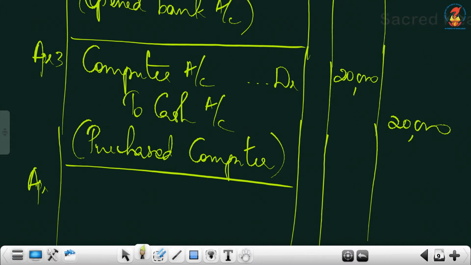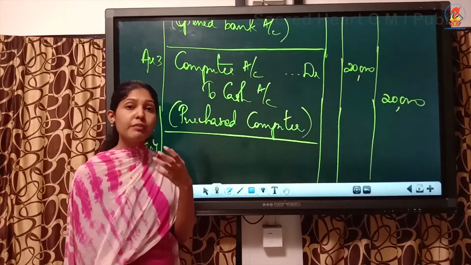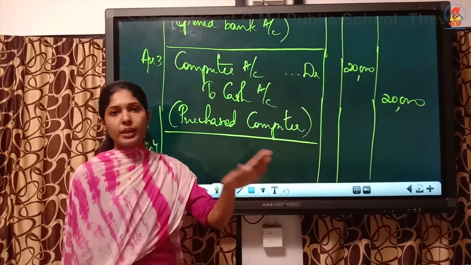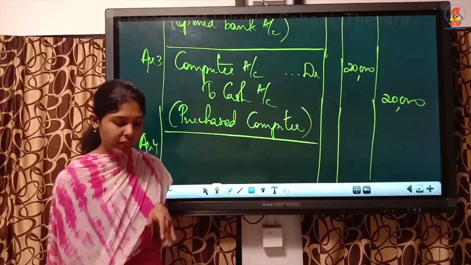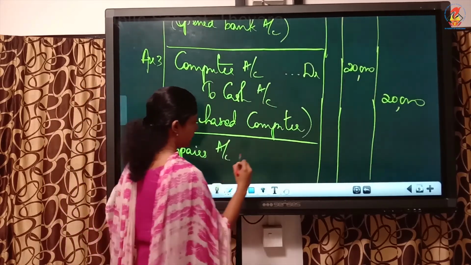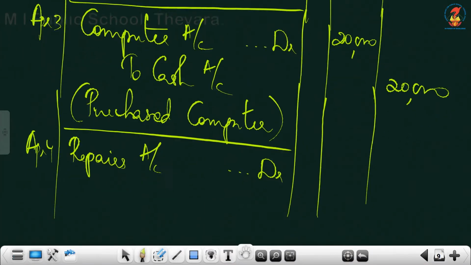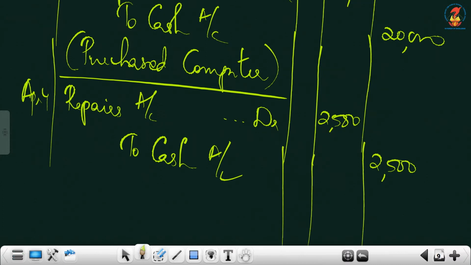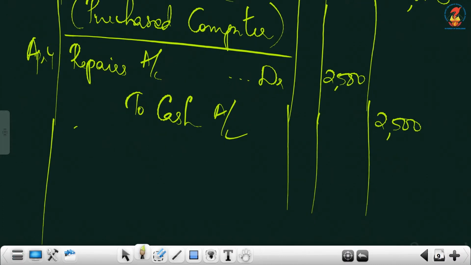April 4th, paid for repairs. So it's an expense. Repairs is the expense. What is moving out? The cash is moving out and the amount is 2,500. Journal entry is repairs account debited to cash account, 2,500. Narration: paid for repairs.